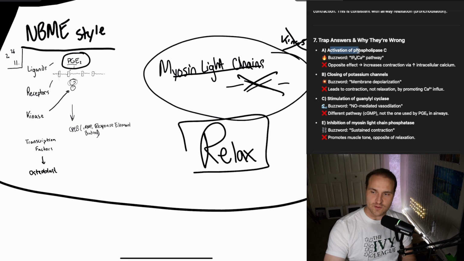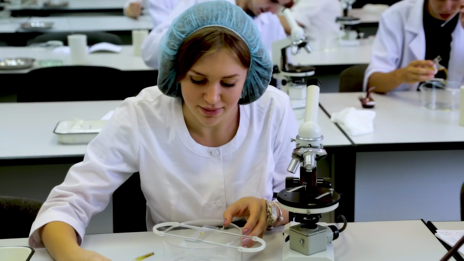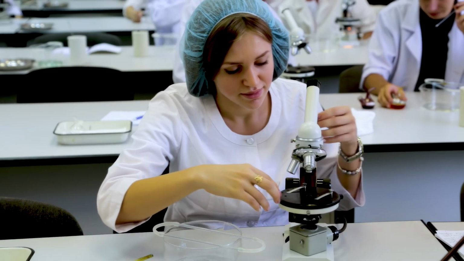The trap answers were activation of phospholipase C, but that would be the opposite effect, increased contraction because of your increased intracellular calcium. Closing of potassium channels would also lead to contraction. Anything that promotes calcium influx will lead to contraction. Stimulation of guanylyl cyclase is a different path, not your PGE2 in the airway. Inhibition of myosin light chain phosphatase, well, if you're taking away the phosphatase, then it's going to be sustained contraction.